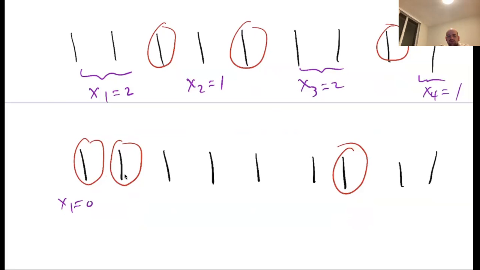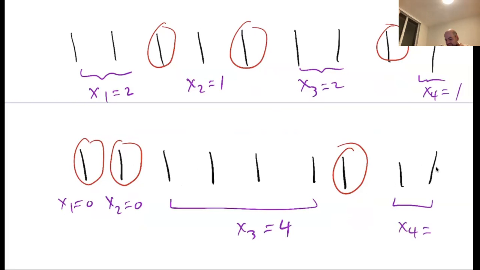x2 is the number of bars between first and second. There is nothing again, so x2 is also 0. There is no bar between first and second. x3 is the bars between second and third, so 1, 2, 3, 4, so x3 is 4. And x4 is the bars after the third selected bar, so x4 is 2.